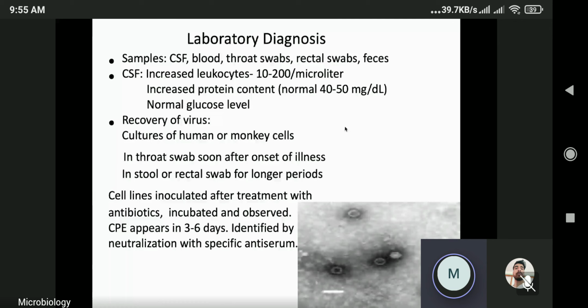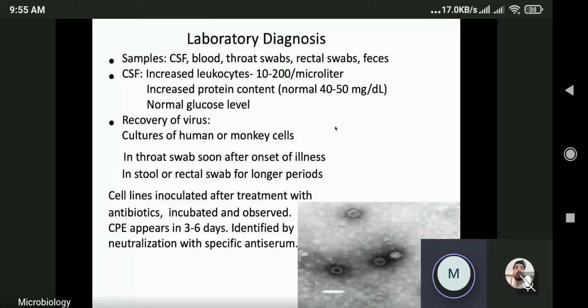Some indirect evidence from the CSF analysis also helps us, because there will be an increase in the protein content and the glucose level will not alter. The WBC count is not so high, but relatively increased, with leukocytes in the CSF sample, the more common one being lymphocytosis. The lymphocytes will be high, since this is a viral infection. This is the indirect evidence.